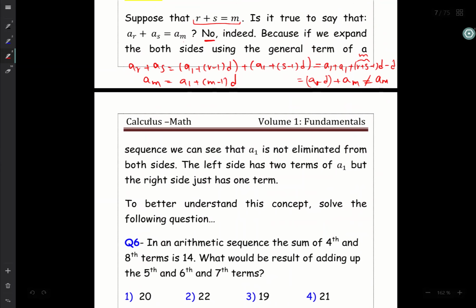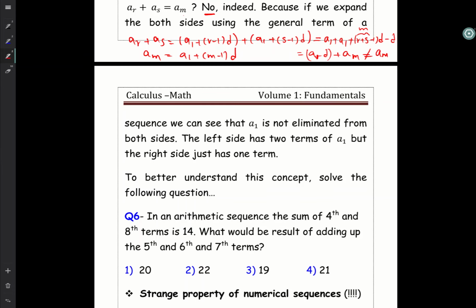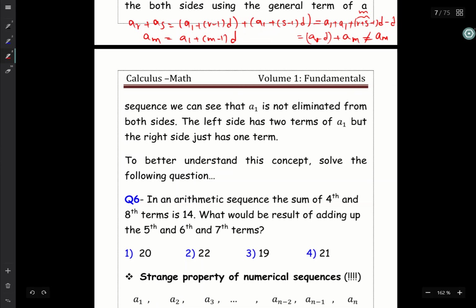That's why this is not true, because if we expand both sides using the general term of a sequence, we can see that a1 is not eliminated from both sides. The left side has two terms of a1, so we had a1 here and a1 here, but the right side just had one term, which was here.